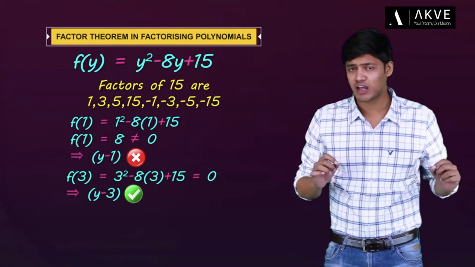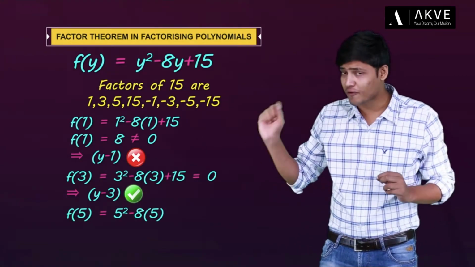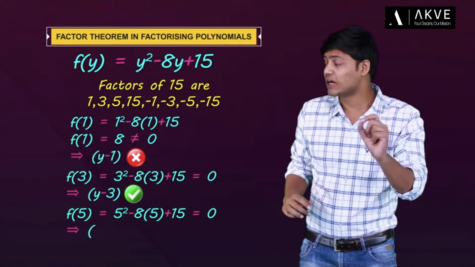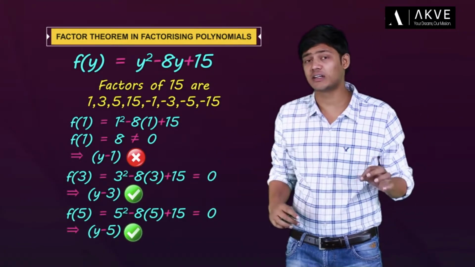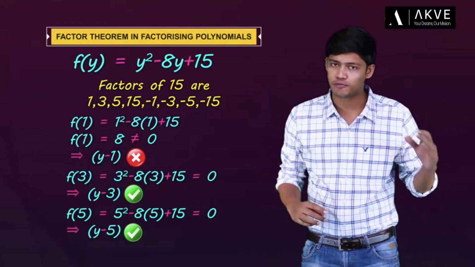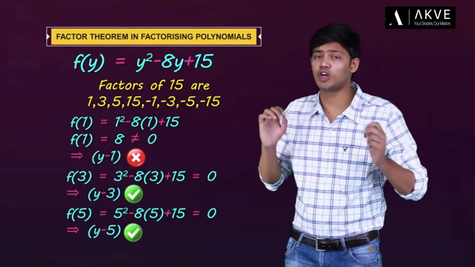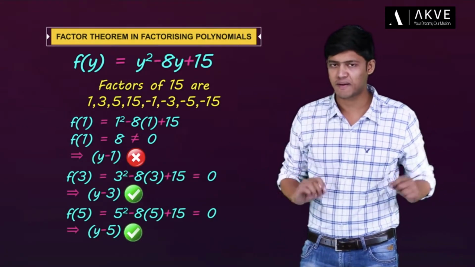In the same way, we can observe that f of 5 is also equal to 0, which implies that y minus 5 is a factor of the polynomial f of y. So this is how we find the factors of the polynomial using this method.